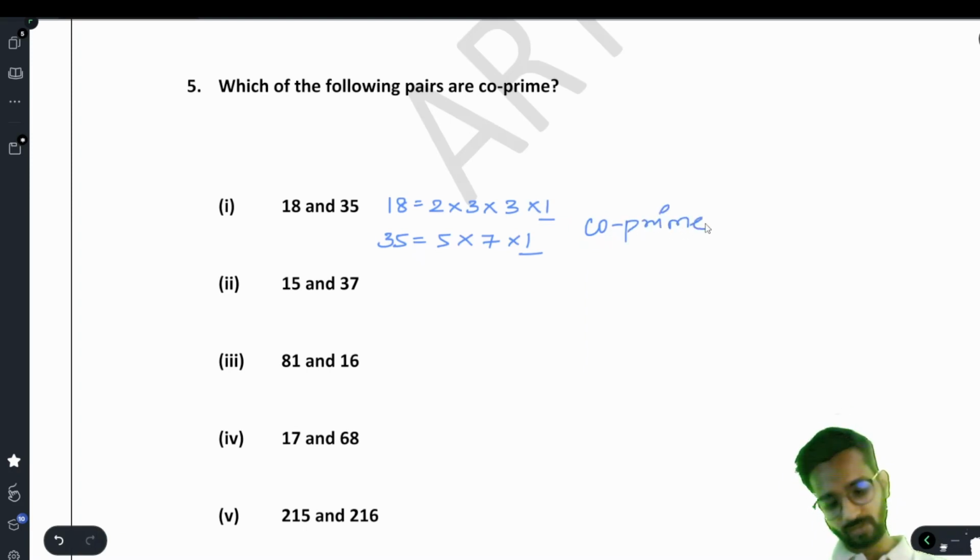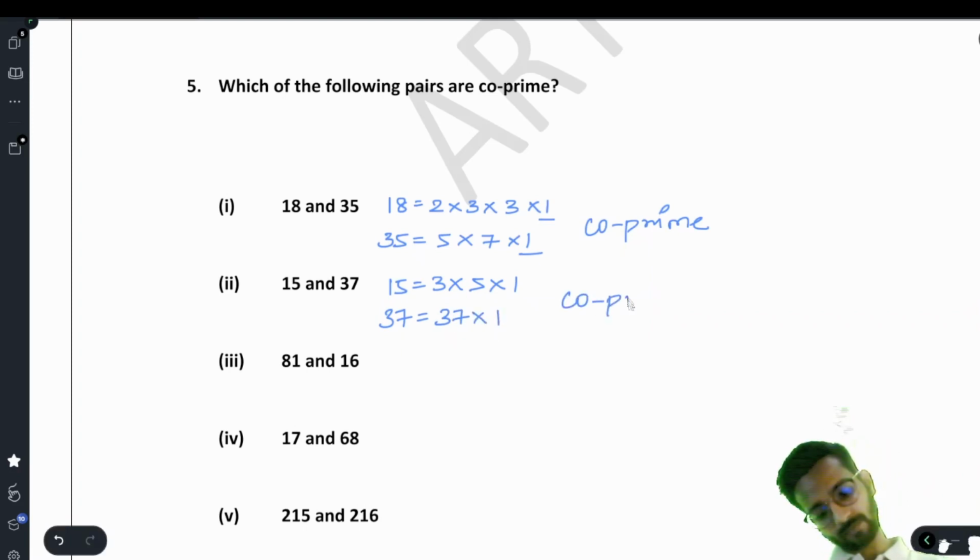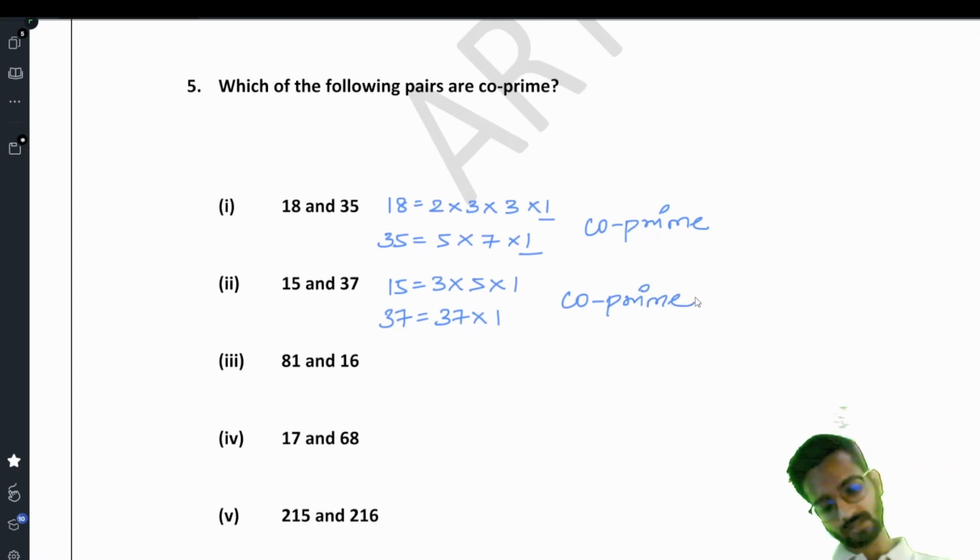Now, if they have no common factors, it means they are co-prime numbers. Now, moving to the next one, 15 and 37, how can you write? See, 15 can be written as 3 into 5 into 1, and 37 is a prime number, 37 into 1. So, we can say it is also co-prime because they have no common factors other than 1.